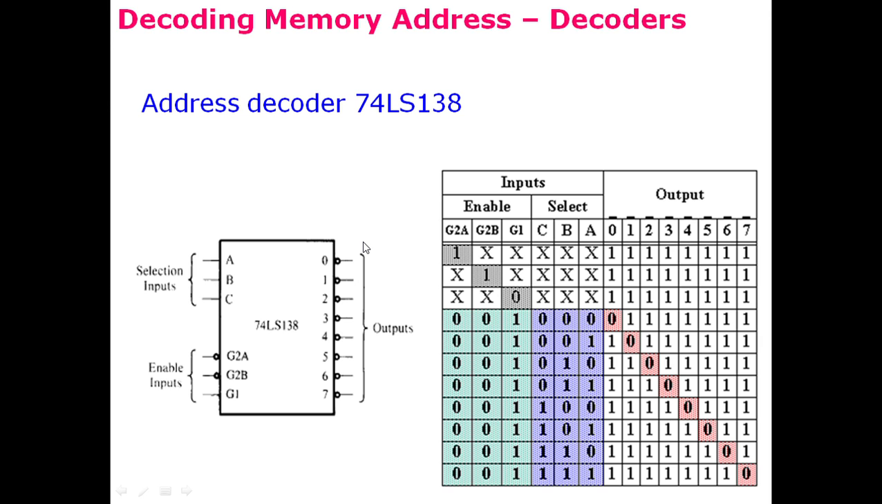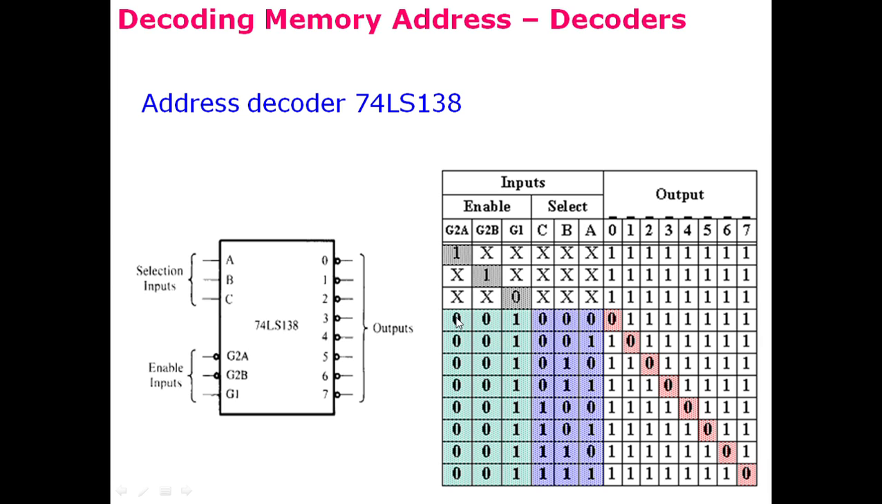When this decoder is enabled, these three input lines or select lines will select either of the 8 outputs. Here we have the characteristic or truth table of this decoder. When G2A is 1, then regardless of the other inputs, all of the outputs would be 1. And when G2B is 1, then regardless of the other inputs, all of the outputs would be 1 as shown here. And when G1 is 0, then regardless of the other inputs, all of the outputs would be 1.